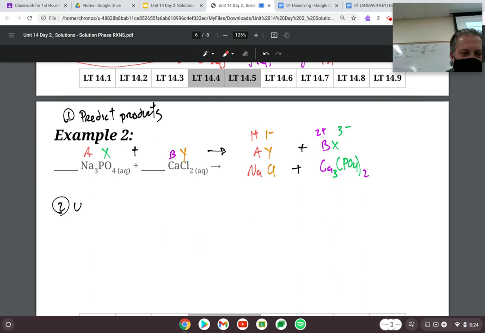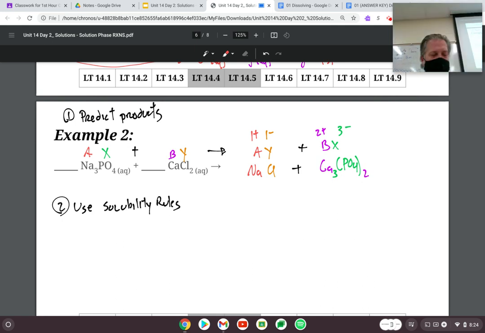Step 2 is use solubility rules. I'm going to start with solubility rule number 1, and focus on the first compound here. Solubility rule 1 says all salts of ammonium, NH4+, and group 1 metals are soluble. Sodium is a metal, and it happens to be in the first column. So that means it's soluble. So this is aqueous because of rule number 1.